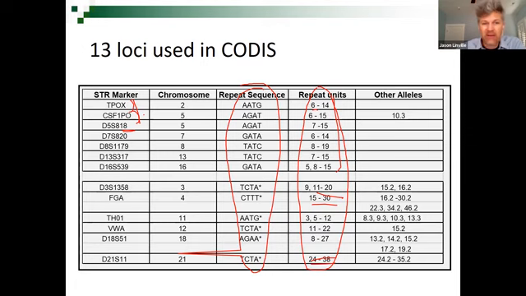Okay, and the reason why there's a lot of them in here is because when the FBI was picking their STRs, they were picking STRs that had been studied and that people knew a lot about. So if an STR was in a gene, it may have led to it being studied a little bit more than some other ones. But again, you guys don't need to know that.